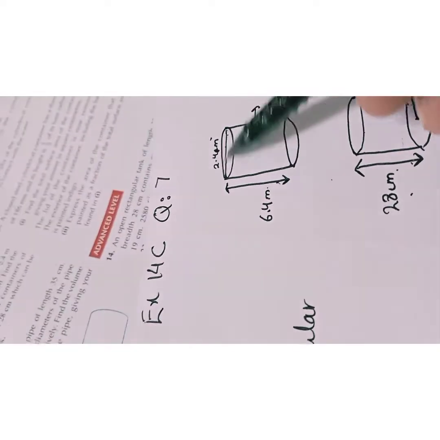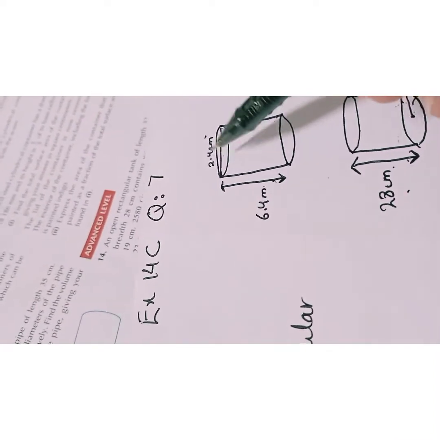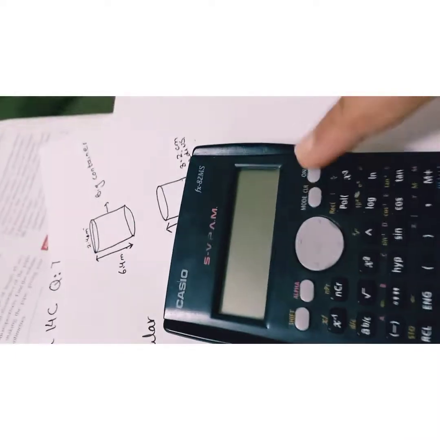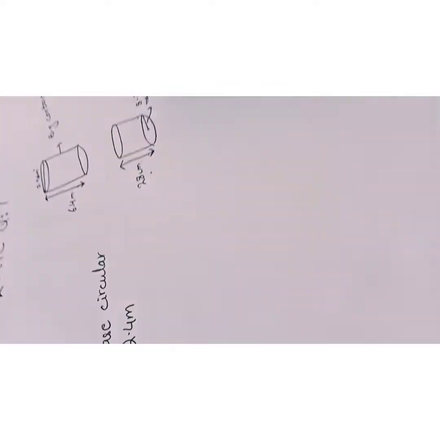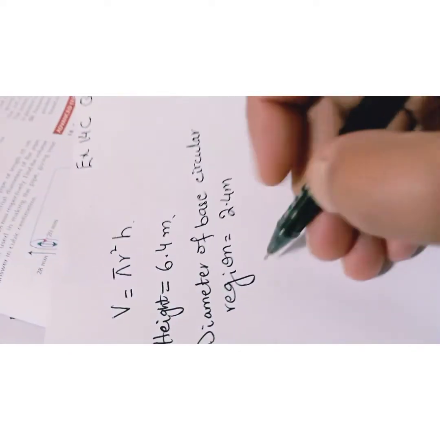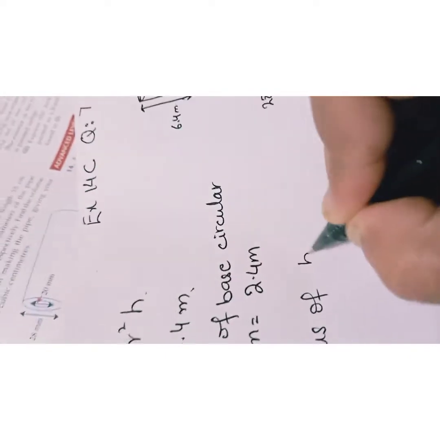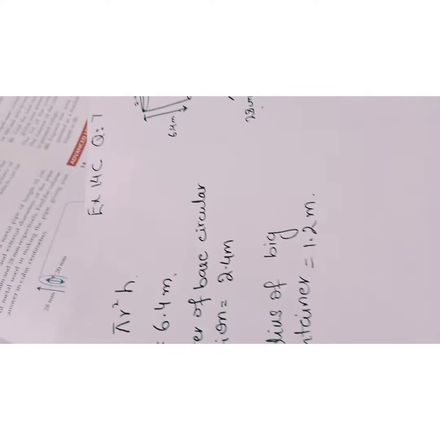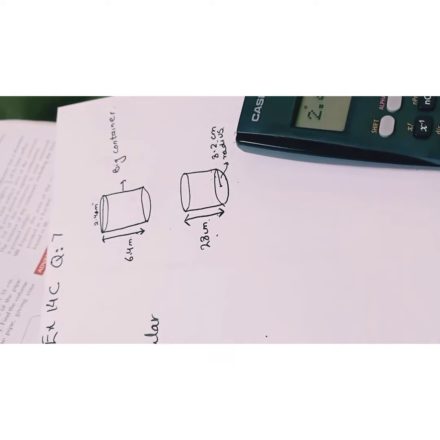We know that this 2.4 meter is the diameter of the circular region. So first we will calculate the radius of this circular region. We will divide 2.4 by 2, and we have 1.2 meters. So the diameter of the circular region is 2.4 and the radius of this big container is 1.2 meters.